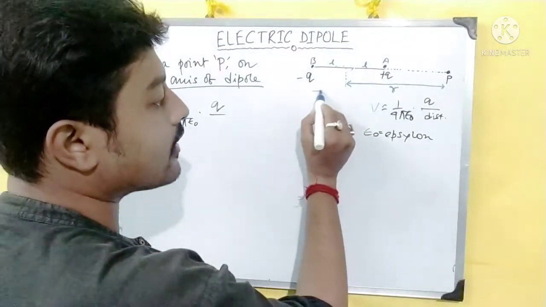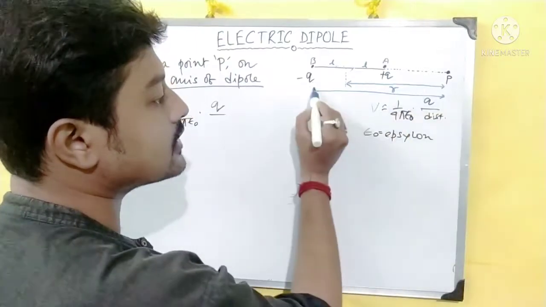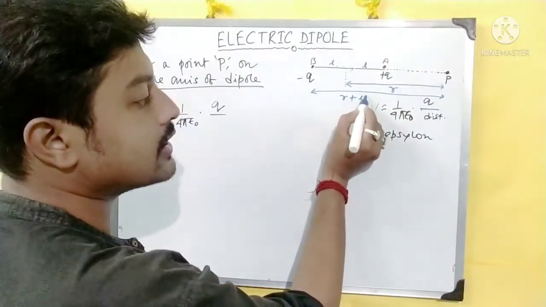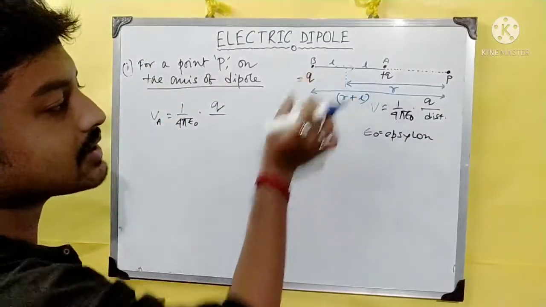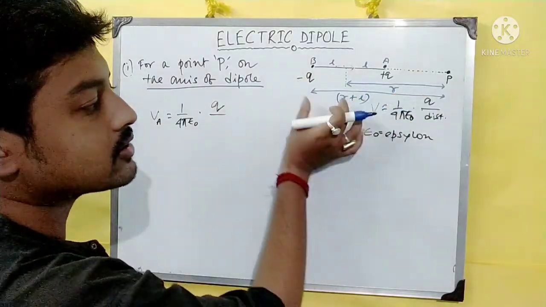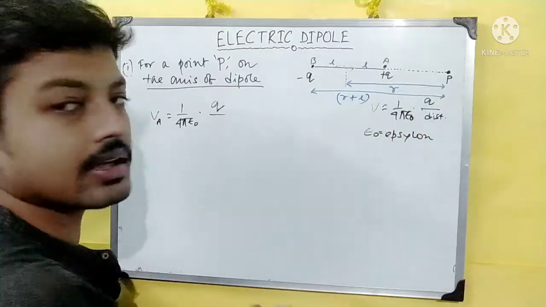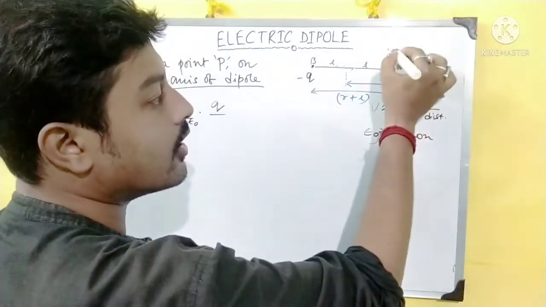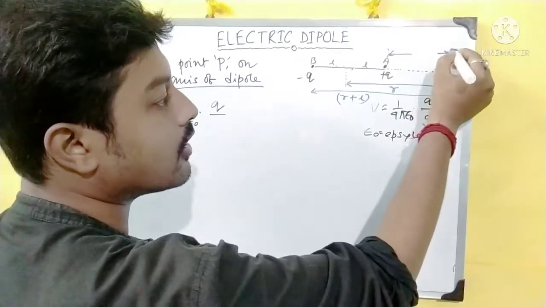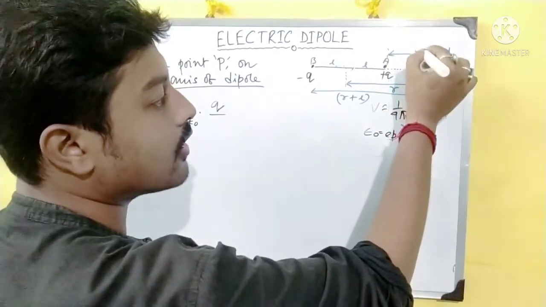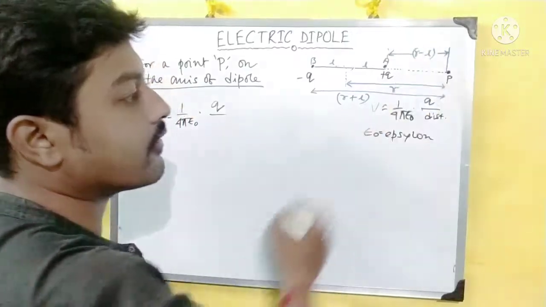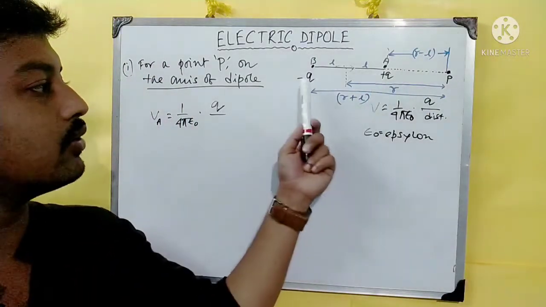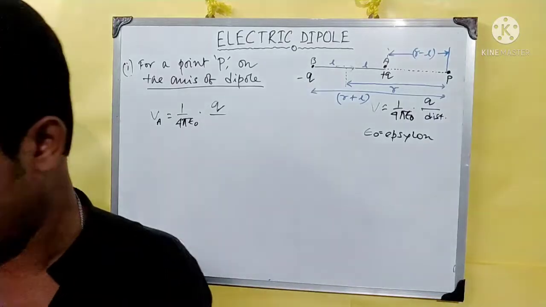This entire distance is r plus L, isn't it? It is r plus L, because this much is L and it is r, so from here up to here is r plus L, and this distance becomes r minus L. Okay, these are the distances of plus Q and minus Q charges from point P.